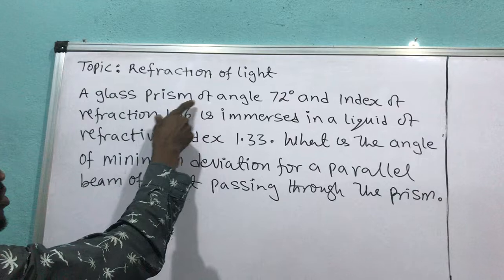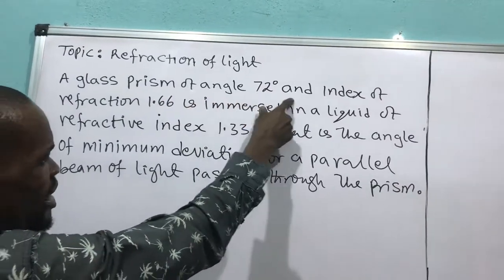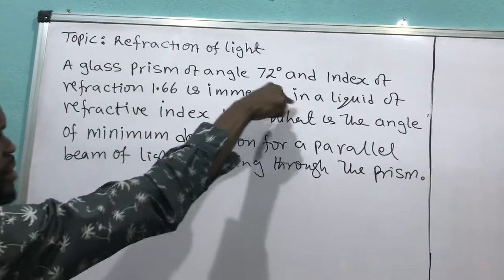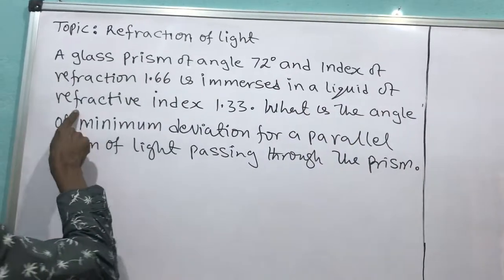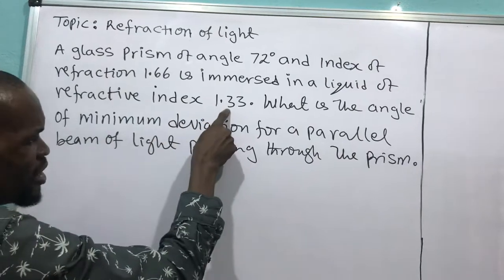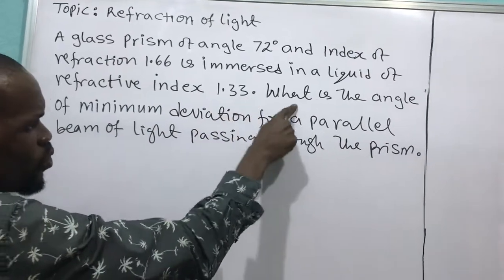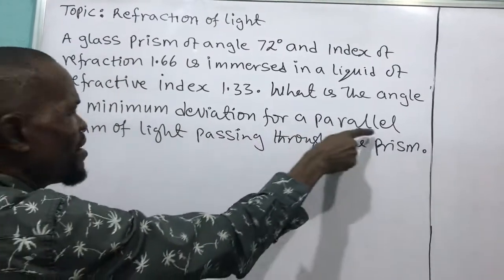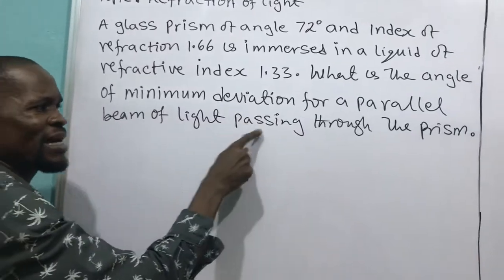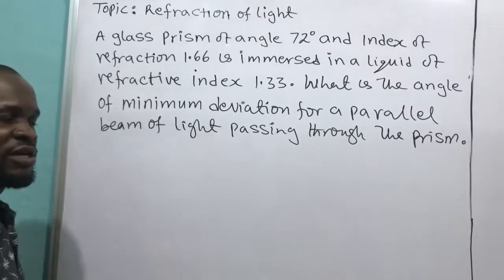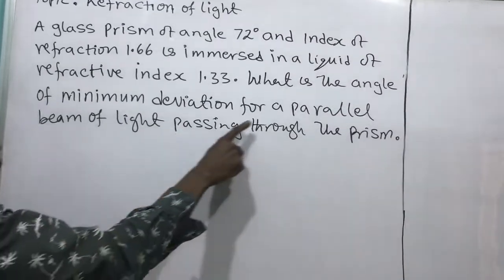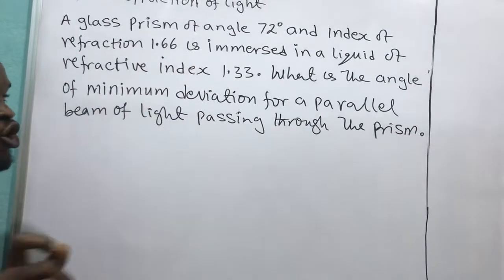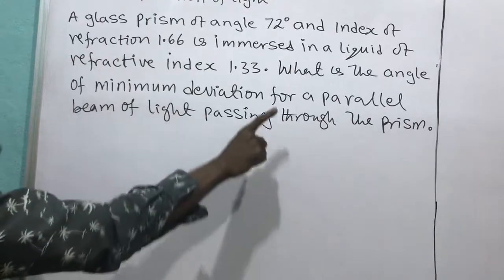A glass prism of angle 72 and index of refraction 1.66 is immersed in a liquid of refractive index 1.33. What is the angle of minimum deviation for a parallel beam of light passing through the prism? For a parallel beam of light to pass through the prism, it means that minimum deviation occurs, and that's why they ask us what the minimum deviation is.